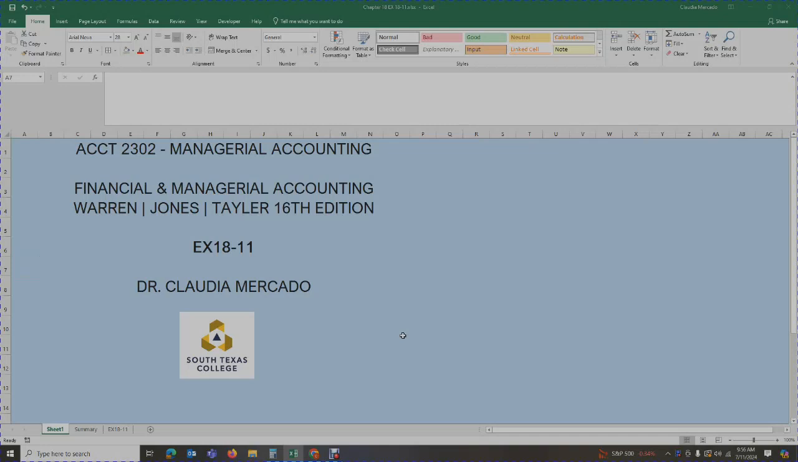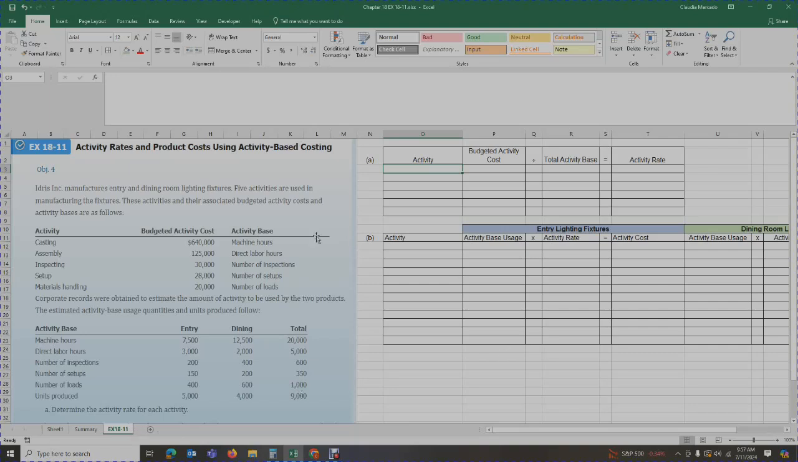This is Dr. Mercado speaking, and in today's lecture we are going to be covering exercise 18-11, which is going to be dealing with activity rates and product costs using activity-based costing. Now, this problem will also be on your exam. It's a little bit lengthy like all of the other ones that I've been covering, but like I stated earlier, I like to select these problems because they provide you with a good overview of what the chapter is covering or entails. Now, this is the problem that we are going to be covering today.